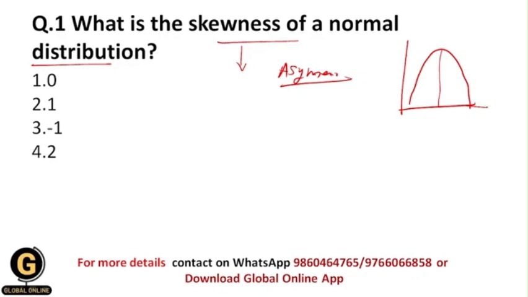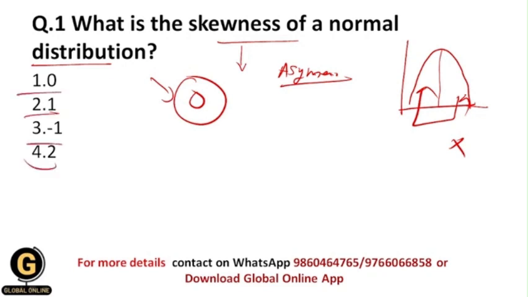Asymmetry means both of these sides are not equal, and that's why the skewness of a normal distribution would obviously be zero, because there is no asymmetry, there is only symmetry. That's why your correct answer should be zero. Okay, zero.